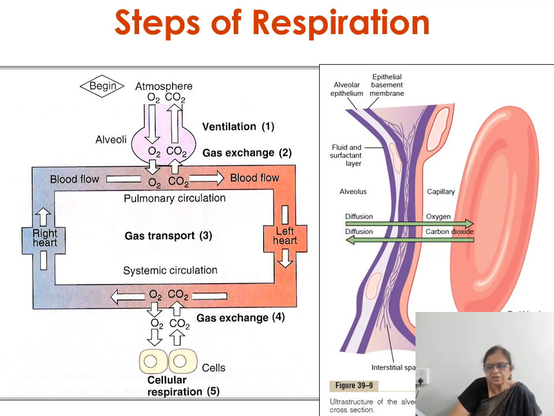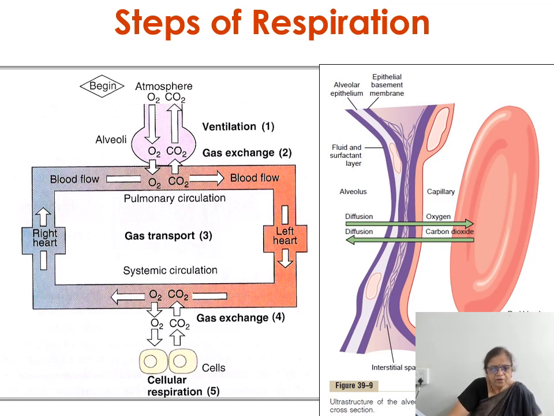So it has to pass through these layers, then into the plasma, from there into the RBC, because hemoglobin is the one which is carrying oxygen here. From RBC and plasma, some amount of carbon dioxide diffuses back into the alveolus, from there into the environment. So here we have to study the structure of the respiratory membrane, its thickness, and what are the layers that form the respiratory membrane.